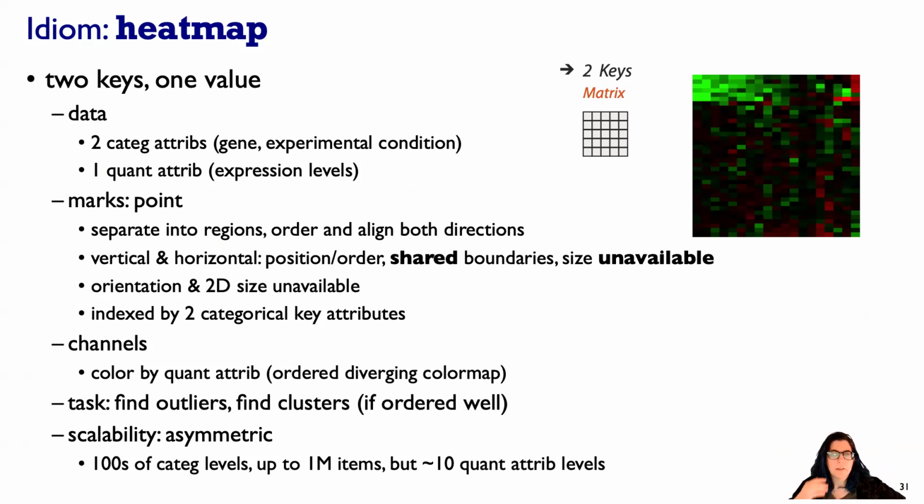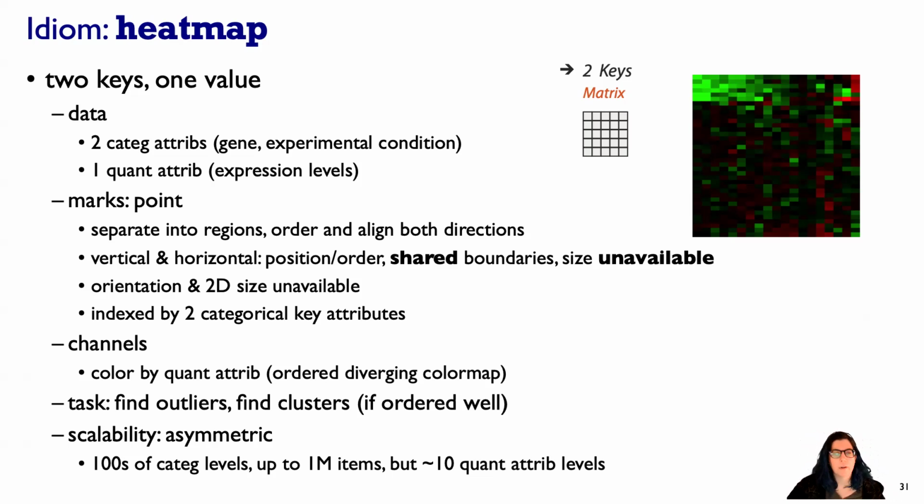So the data is two categorical attributes. They're very commonly used in biology. So we'll think of a gene along one way and the experimental condition along the other way. And then the attribute, a quantitative attribute, will be how much of a protein was expressed by this gene, what's called the expression level. We talked about that a few weeks ago.